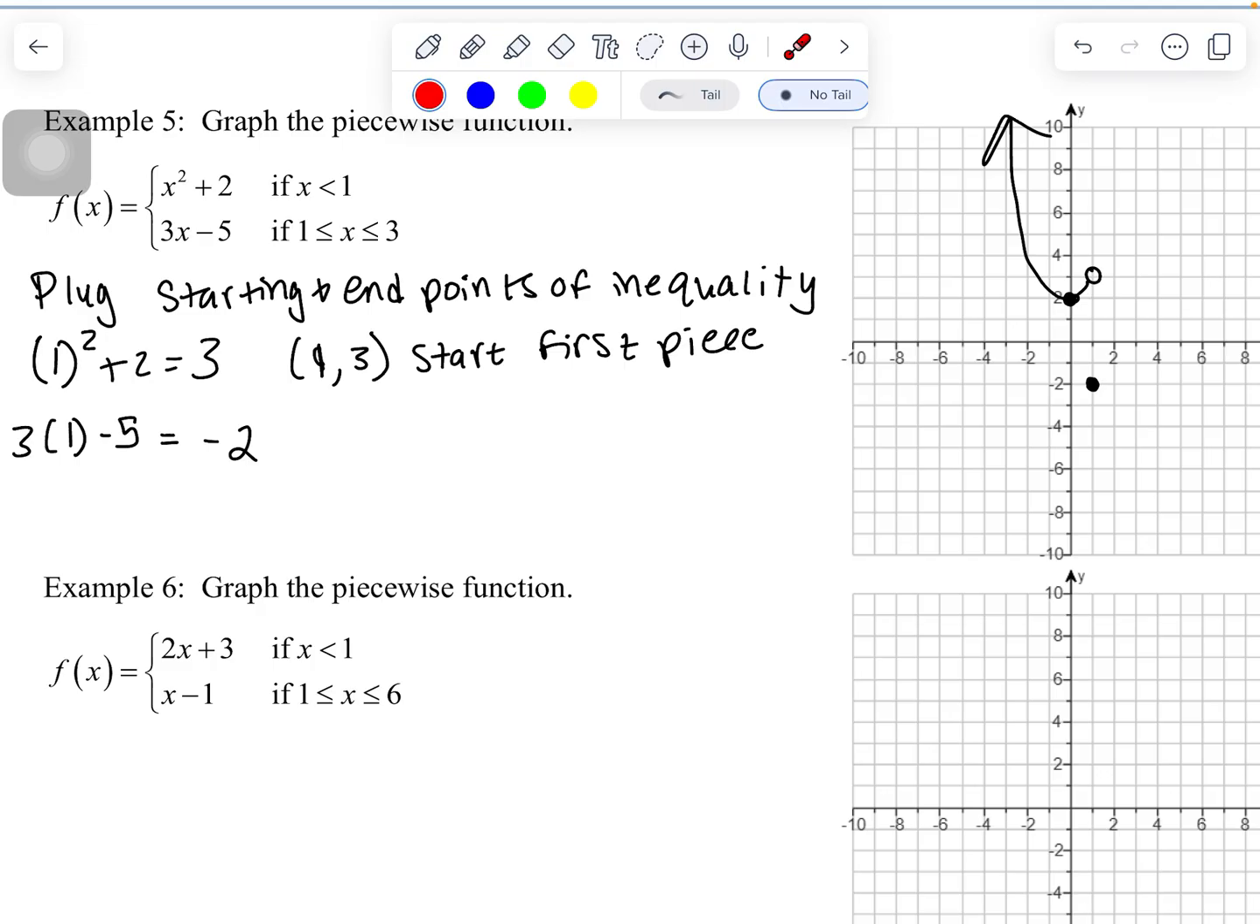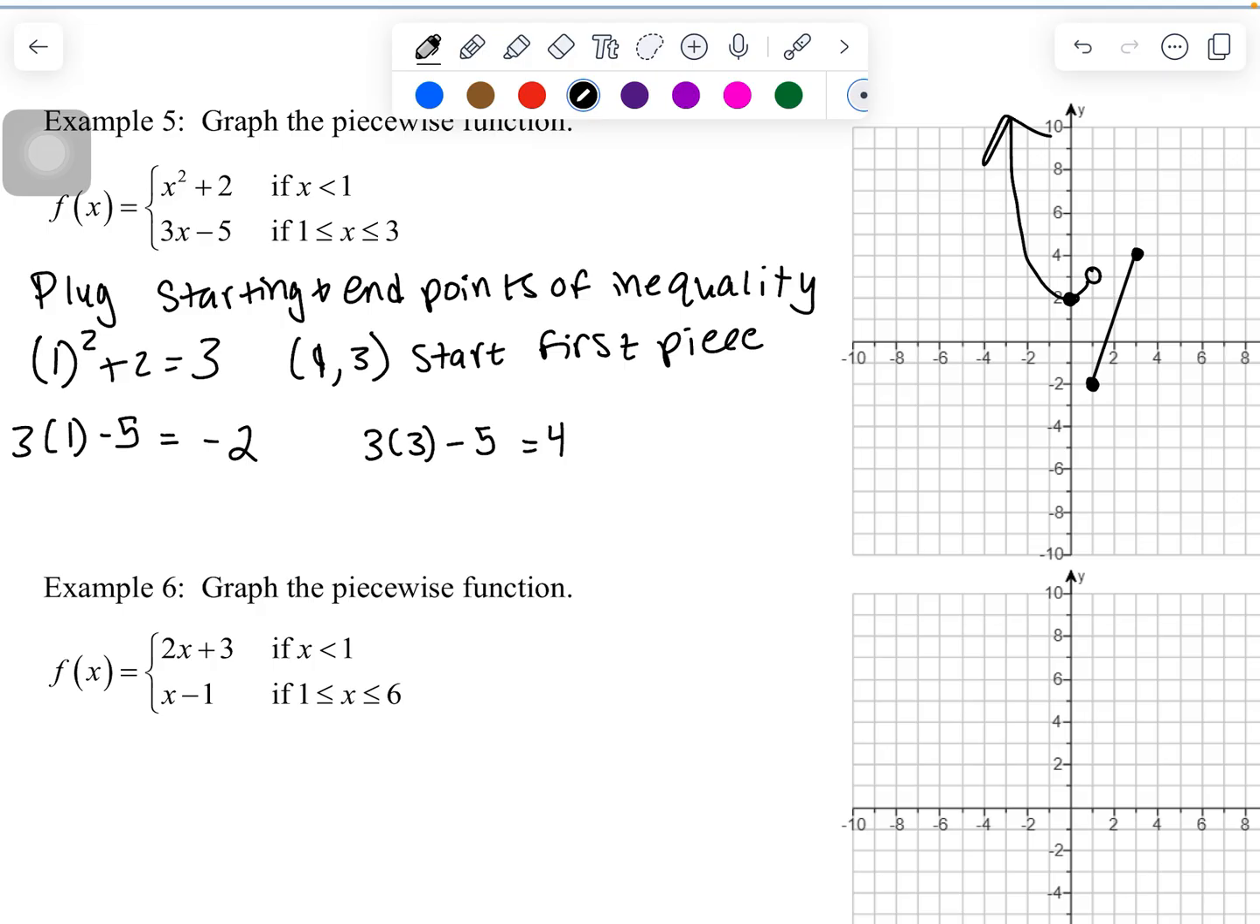Finding our endpoint, plugging in 3. We have 3 times 3 minus 5. That gives me 4. So at (3, 4) is where my ending point will be. And again, this will also be a closed circle because I have an equal to sign. So my piecewise function will look like that.